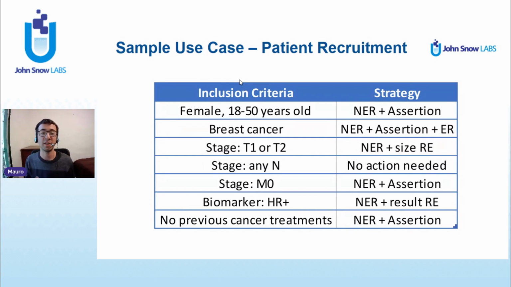And the same with biomarkers, you will always have to use relation extraction to get biomarker results and to know which result refers to which biomarker. And something similar with cancer treatments. To know if they are present or absent or mentioned as hypothetical, you will have to use NER plus assertion.